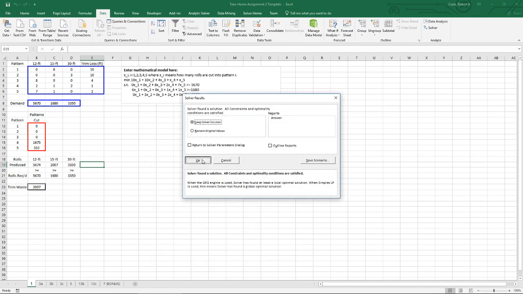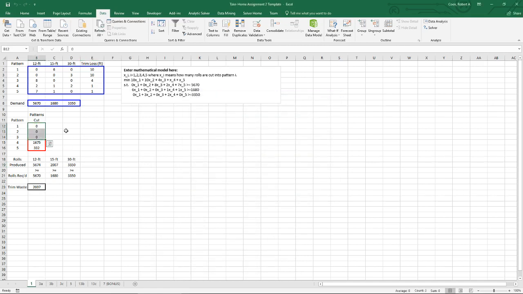All right, so what we found is not producing any of the first three patterns, producing 1,675 rolls of pattern 4 and 332 rolls of pattern 5. This gives us a total trim waste of 2,007 feet, which is the fewest that we can do while still producing enough of all of our rolls.